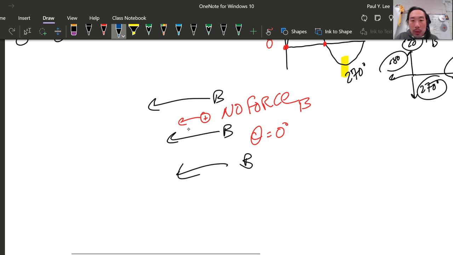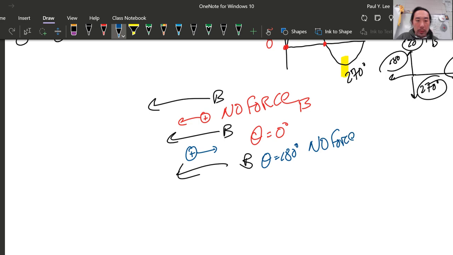All right, let's flip it. What if that positive charge is moving in the opposite direction? Now, this is even more funky, right? So you have the charge moving to the left, but the B field is moving to the right. You can see that's definitely not 90 degrees, that's 180 degrees. So if your theta is 180 degrees here, we will still get no force. Okay, no B force.